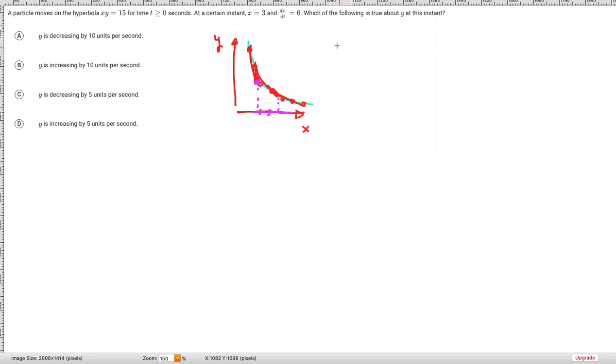This is simple. All you have to do in this case is understand that you can differentiate this relationship with respect to time. So this is the hyperbola. You could differentiate this with respect to time. It's product rule. x times y. The derivative of x with respect to time is dx/dt. By product rule, you multiply by y, plus the derivative of y with respect to time, dy/dt, times x, equals the derivative of a constant with respect to time, which is 0.